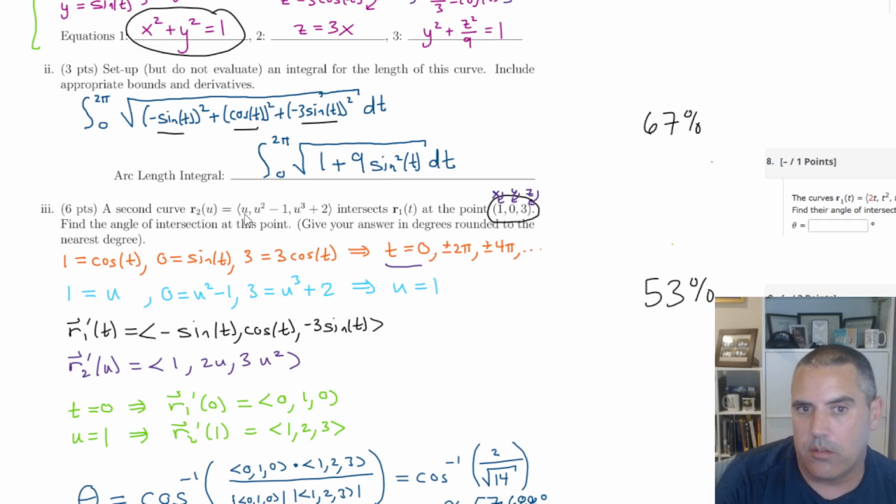And then you need to find out what is the u when the first component is 1 and the second component is 0 and the third component is 3. And notice 1 works for all those.